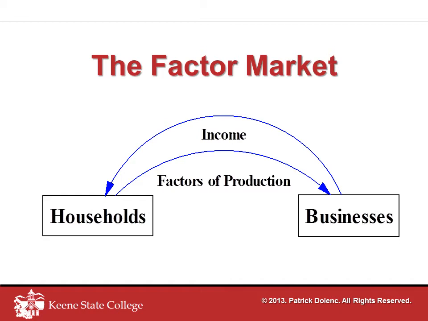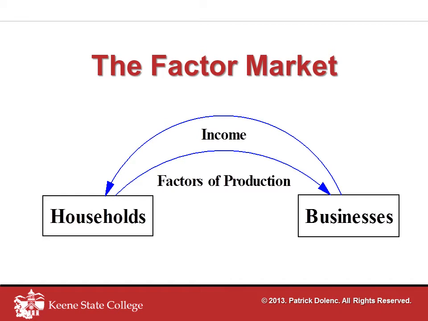So some households will receive wages or salaries for labor as a factor of production. Some households will receive rent in exchange for access to land or buildings. Some households will receive profits or dividends. In exchange for these sources of income, businesses receive access to land, labor, capital, entrepreneurship. Those are known as the factors of production.